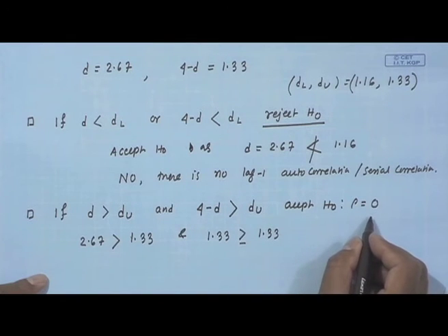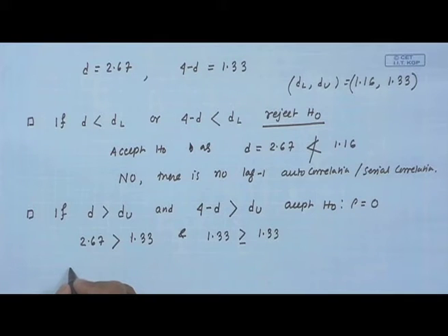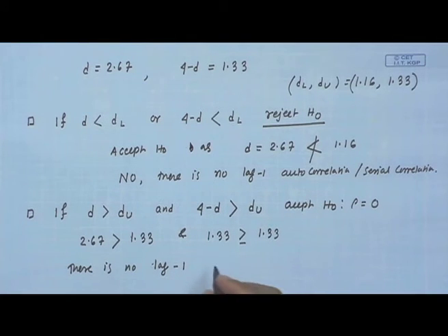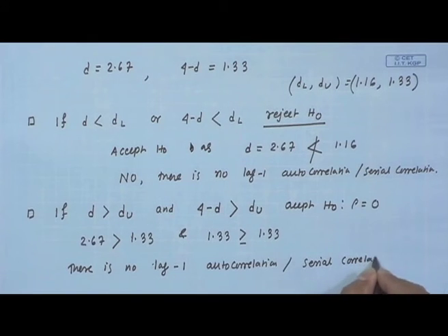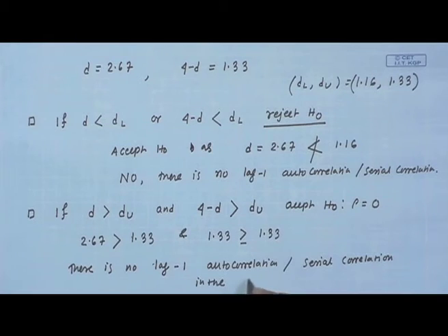Accepting H naught means there is no lag 1 autocorrelation or serial correlation in the data.